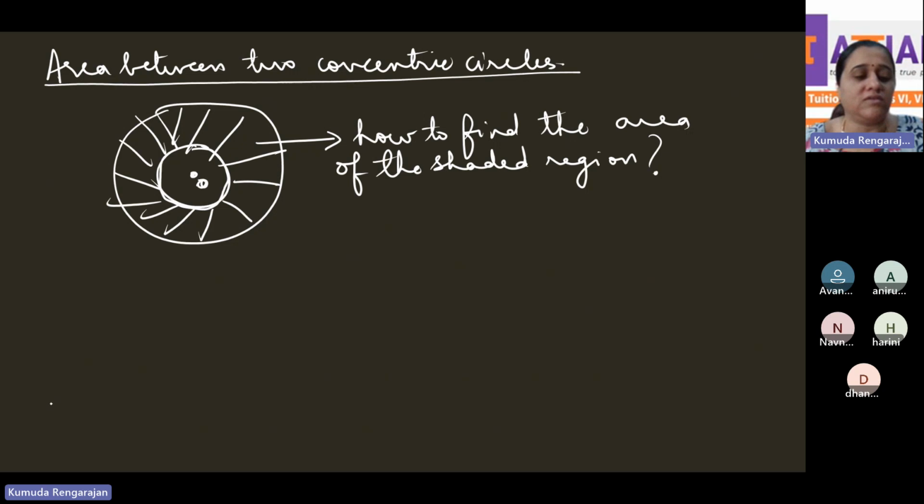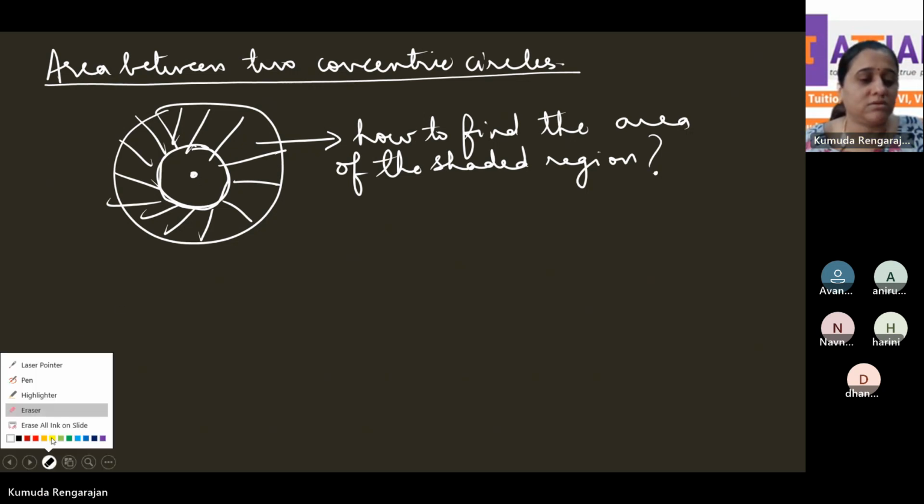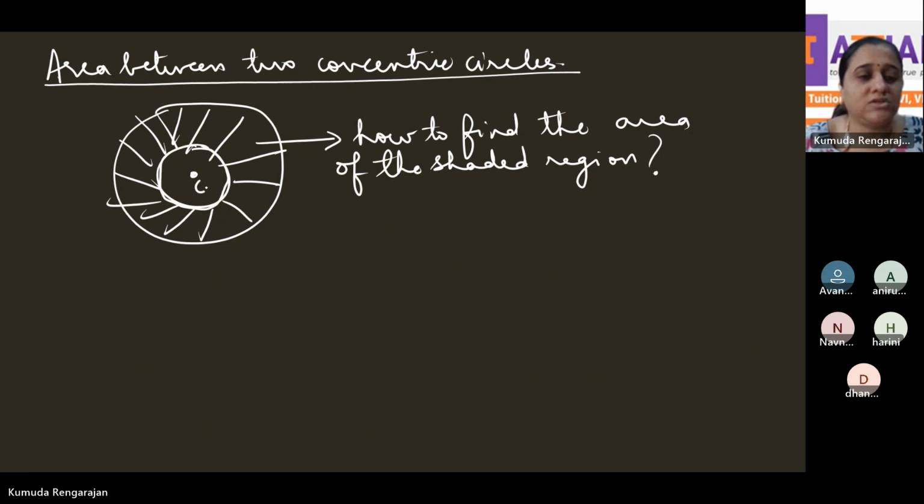This is the circle with center O, children. I've marked O here. Children, should I clarify anything? Do you all understand what I mean? Yes, ma'am.